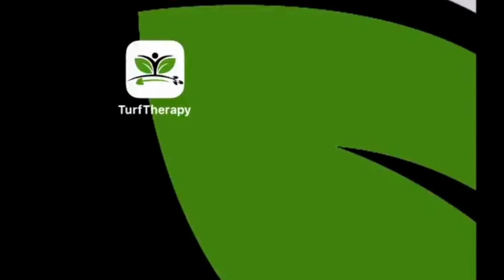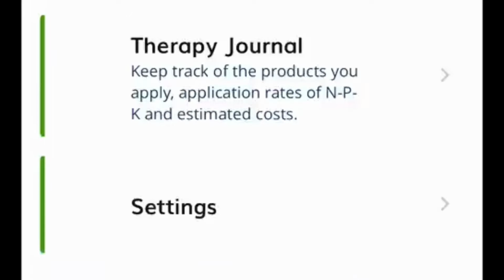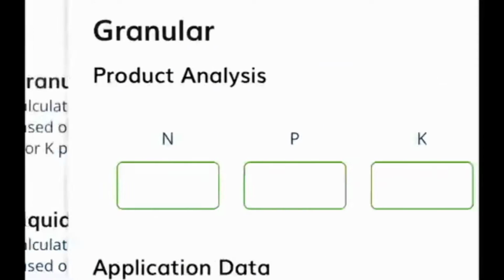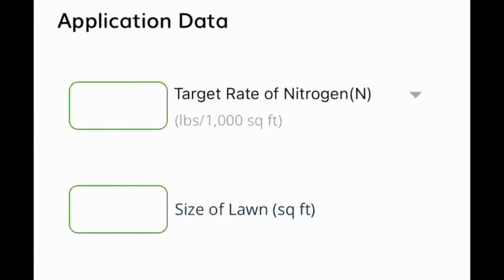Bet. I got you, Polo. Let's go ahead and hop in the app. Obviously, the first thing you're going to want to do is launch the app. When you land on the home screen, you've got granular, liquid, therapy, journal, and settings. We're doing granular. So when you get into granular, there's three areas that you have to fill out: the product analysis, target rate of nitrogen, and the size of the lawn.